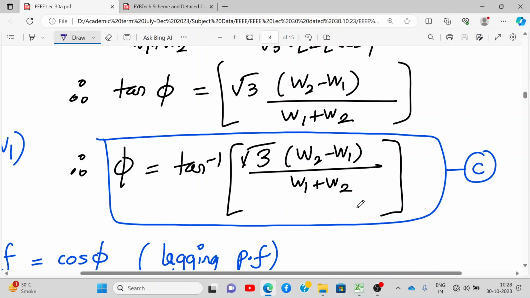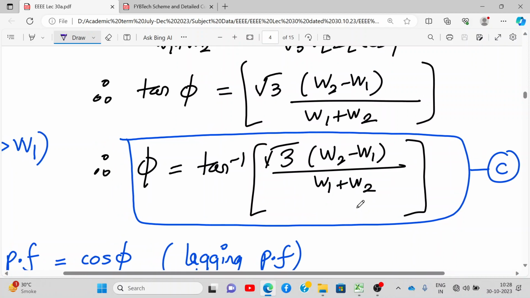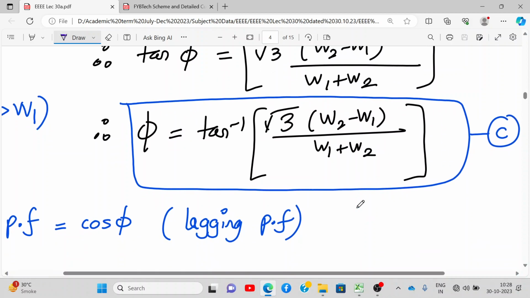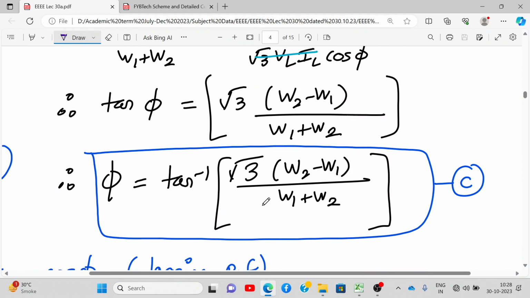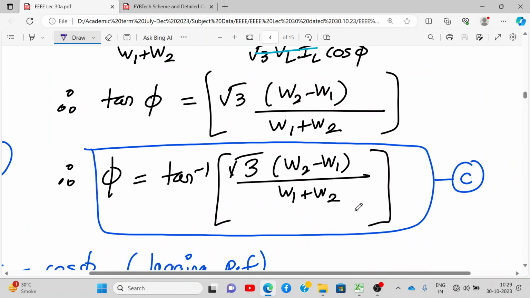I just explained all the steps of how we got this. You have to write it down and refer to it once more. Now remember, you won't get the phase angle negative. So basically, W2 will be greater than W1 in terms of values, whichever is the greater. Completed? Written the formula of the phase angle? Now, written this formula: tan inverse of root 3 into W2 minus W1 upon W1 plus W2.